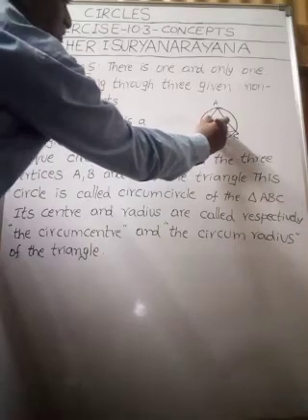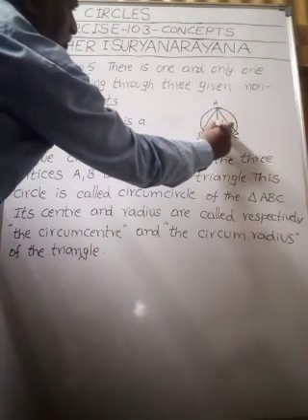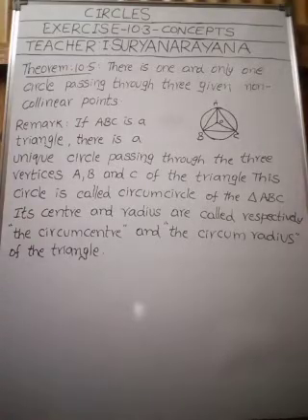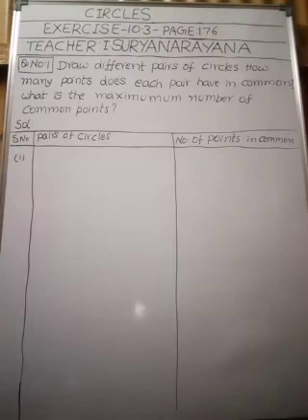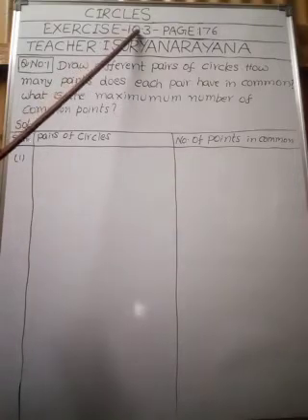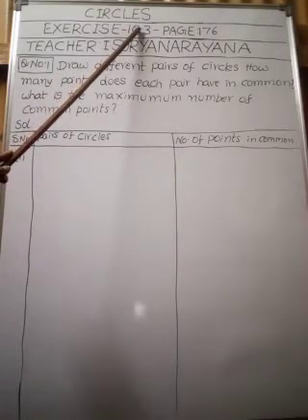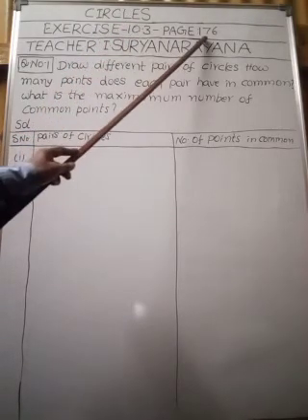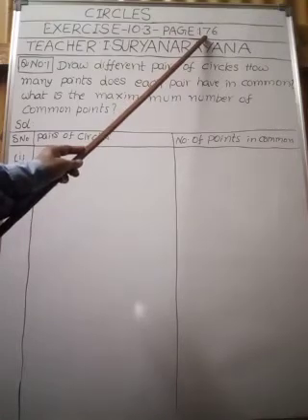Okay, my children, OA, OB and OC are said to be circumradius of the circle. Understood this point, my children? Right. The concepts of exercise 10.3 were completed. Now we are going to start the problems in exercise 10.3. See page number 176 in the textbook.